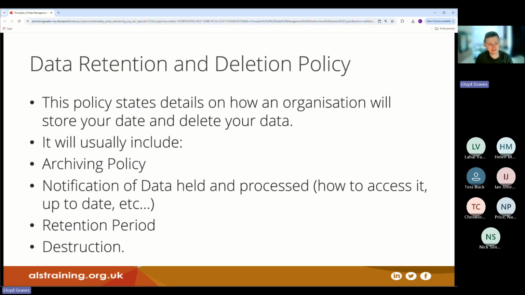Because like I say, there's information that's appropriate to delete and get rid of, but there's information that you want to hold on to. If a previous learner comes back and they want to know the details of the course they undertook, we should be able to provide that to them.